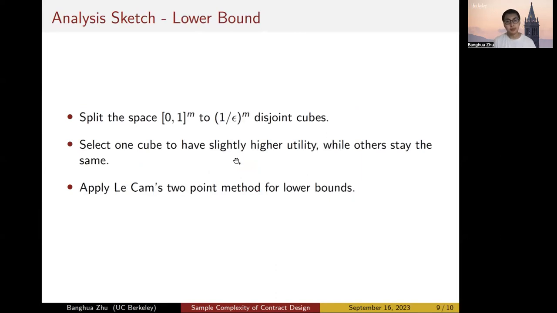So for the lower bound, we basically split the whole space, this m-dimensional cube, into 1 over epsilon to the m disjoint cubes. And we select one cube to have slightly higher utility, while the others stay the same. And eventually, we apply Le Cam's two-point method to get our lower bound.